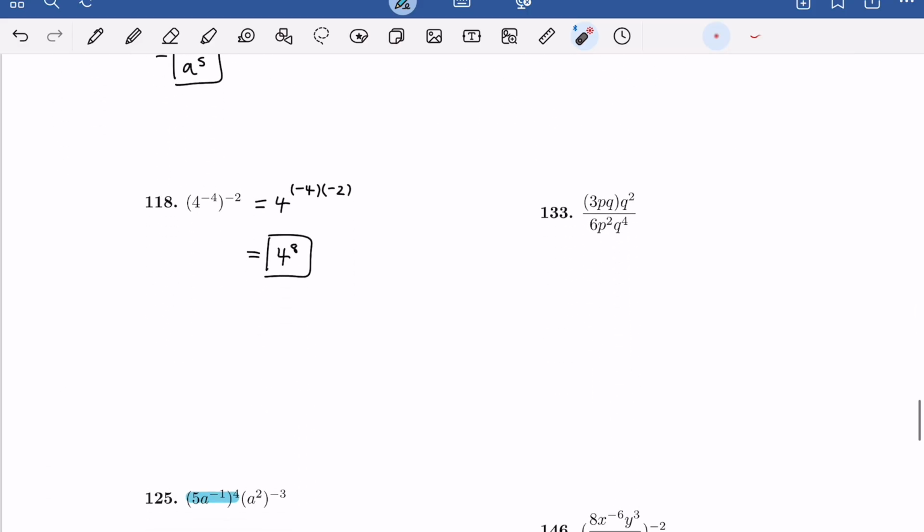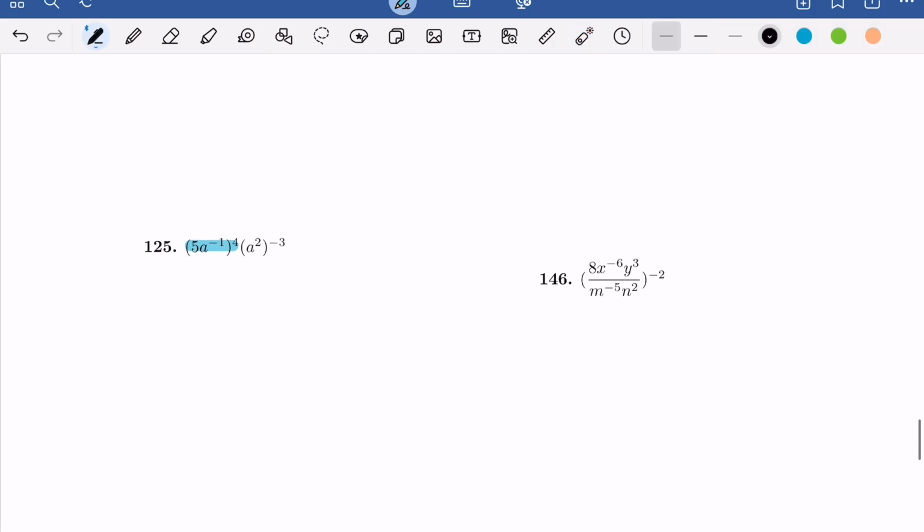That's what's going to happen here with this one in blue. This 4 is being distributed to both terms in this product. So we're going to have 5 raised to the 4th power, and then a raised to the negative first power being raised to the 4th. Let's keep this enclosed in parentheses: we have a raised to the negative 1, to the 4th power. So we just distributed this 4 to this 5 and to this factor here. All right, now let's look at this second power.